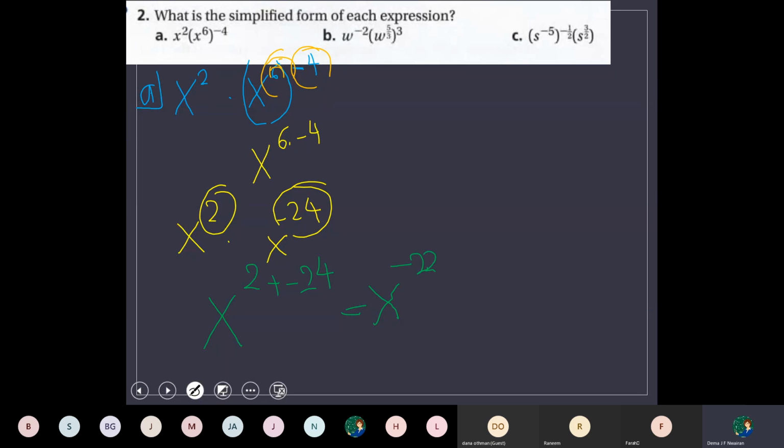The third step now: x to the power negative 22, I will rewrite it using the rule of 1 over, as 1 over x to the power 22. So this is now the answer. Let's now do C.